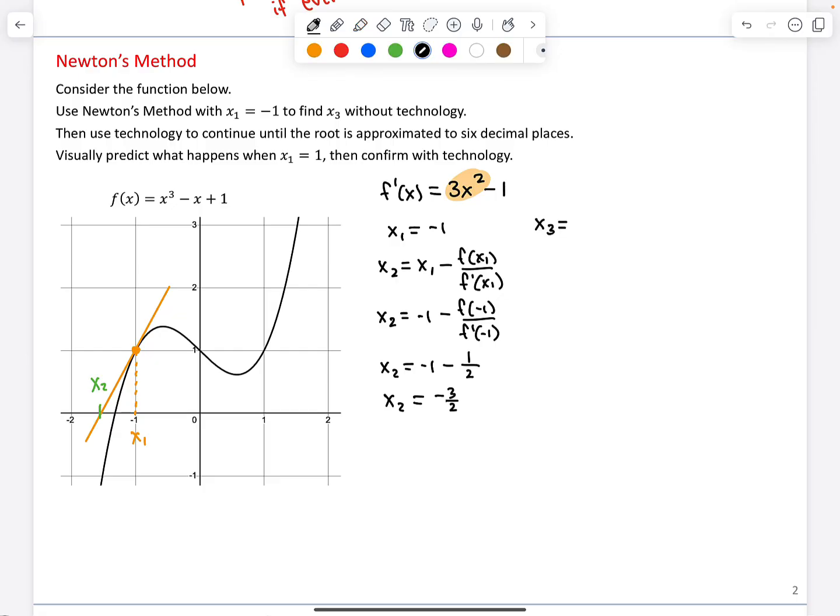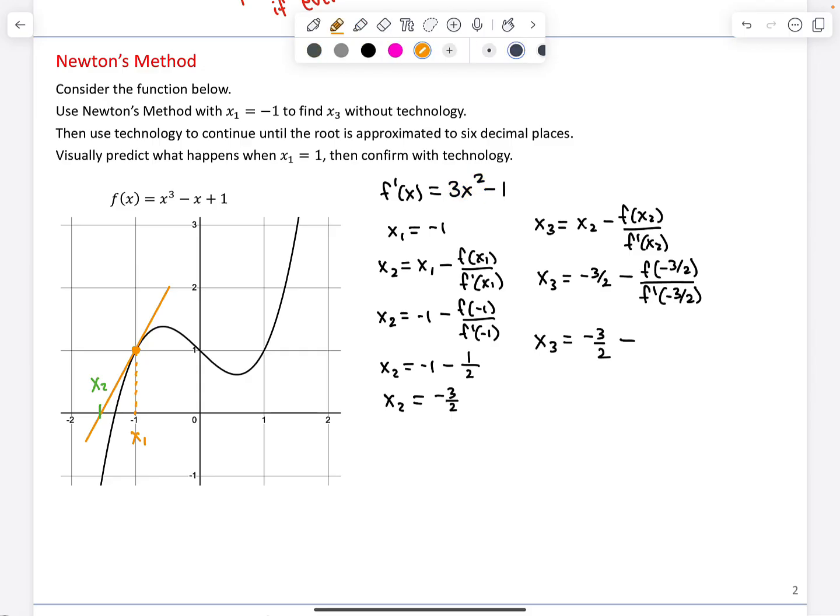X sub 3, using the iterative formula, will be x sub 2 minus f of x sub 2 over f prime of x sub 2. Changing all the x2's to -3 halves. And now we have to do some evaluation. This will be a little bit harder to do in my head, so I'll show some more work. We have -3 halves minus. And now we have to plug -3 halves into the function f. So over here, every x gets changed to a -3 halves. Well, -3 halves cubed will be -27/8. Then we have minus -3 halves. That's +3 halves. And then we have +1 all over.